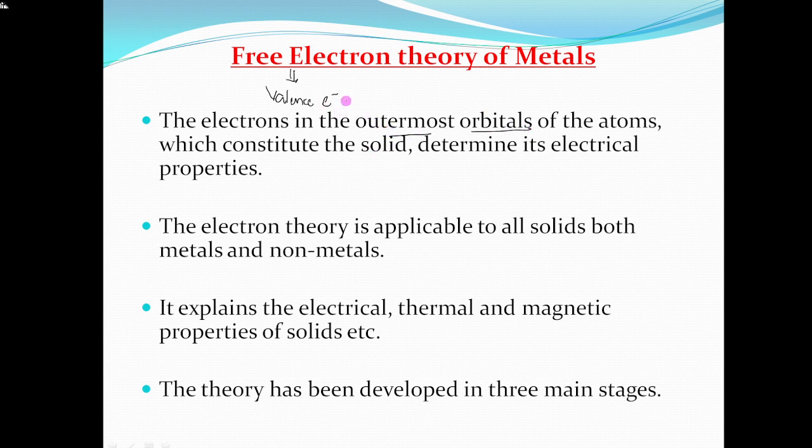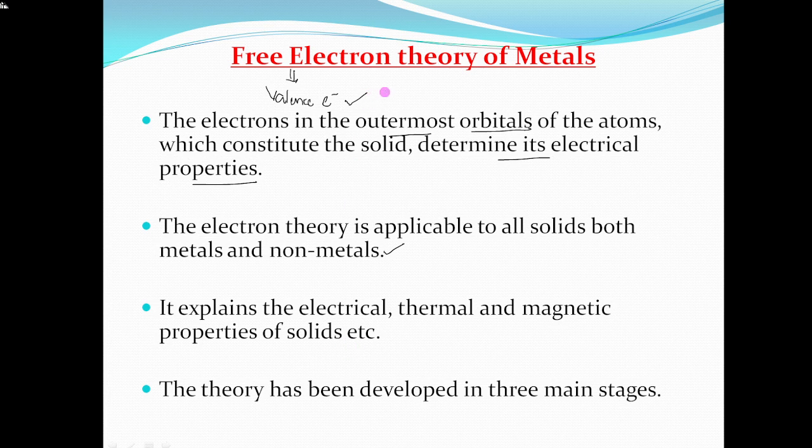So, why are these valency electrons important? These outermost electrons are important because they give the electrical properties. It not only explains the electrical properties of metals, it can also discuss non-metals. Next, it can explain the electrical, thermal and magnetic properties of all types of solids.